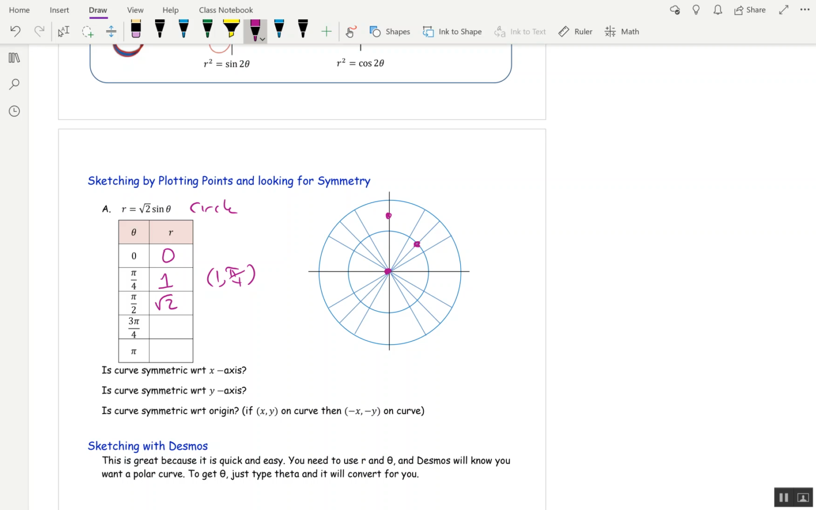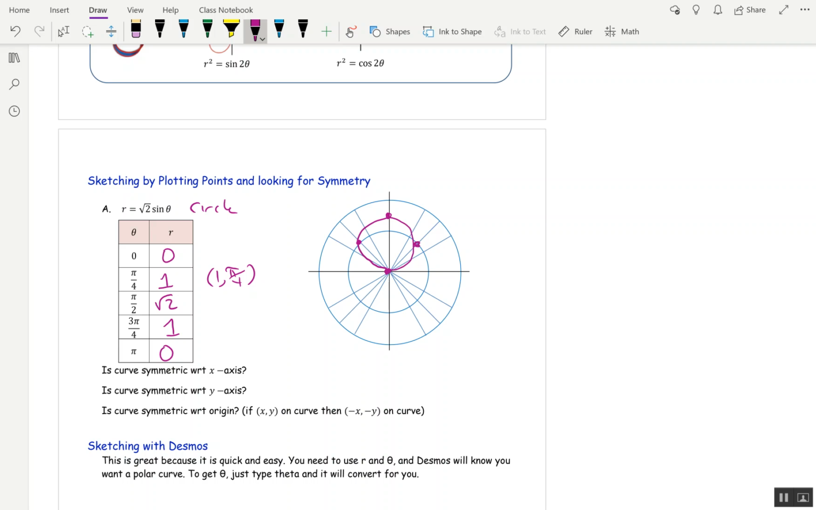All right, so we see now how the circle is oriented, but let's just finish up. At 3 pi over 4, sine is 1 over root 2, so we're at 1 again. So I go to the angle 3 pi over 4, and I go 1 unit out. And then when theta is pi, I'm back to 0. So just connect these points with a circle, and there it is.